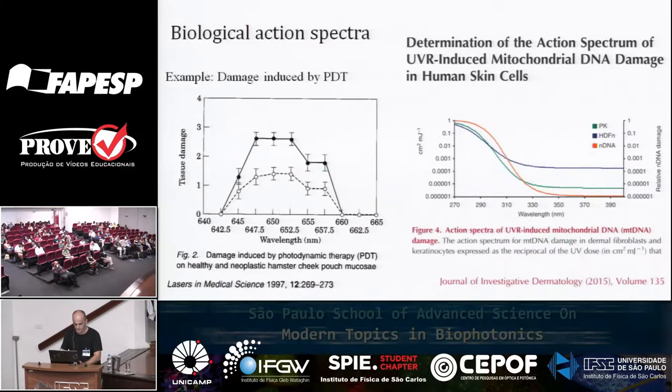Here we have an example to better understand the meaning of the biological action spectrum. If you produce some damage in photodynamic therapy, you know that if you change your wavelength, you can have a different effect. So here, this reference measures the tissue damage if you change your wavelength over a small range of wavelengths. You see here, at 650, you have a higher tissue damage, and at 10 nanometers increase or decrease in value, you have a lower action, a lower effect.